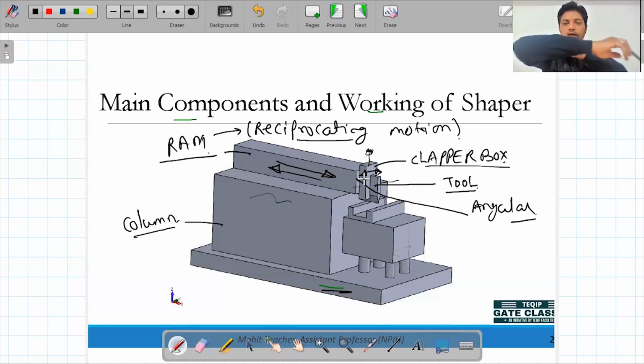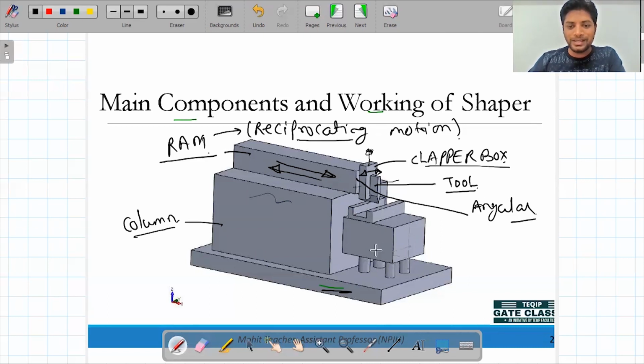Just assume that this portion, from here to here, is the ram body, then this is the clapper box, and this is a single point cutting tool. When we move toward this side, this is the forward stroke, and when it comes back, this is the return stroke.